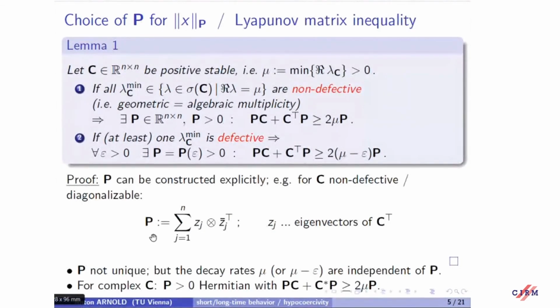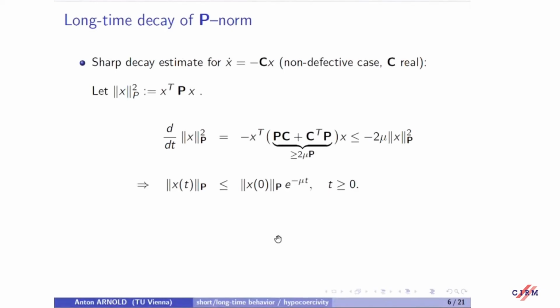Then this matrix P will be the matrix that gives rise to this Lyapunov matrix inequality. I should say from the very beginning that this matrix P is not unique, but no matter which of the possible P's you choose, the decay rate mu that you obtain in your estimate will be independent of that. And what I've shown you here for real matrices works exactly the same way for complex matrices. So just a very simple computation to show you how this matrix inequality can be used.